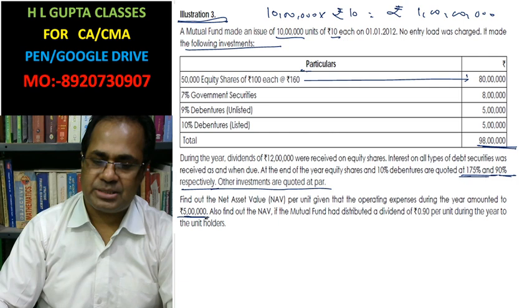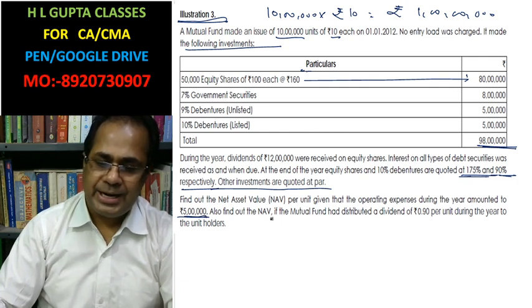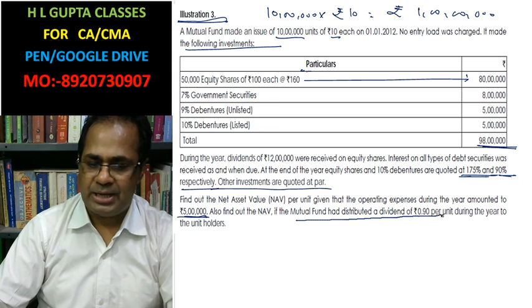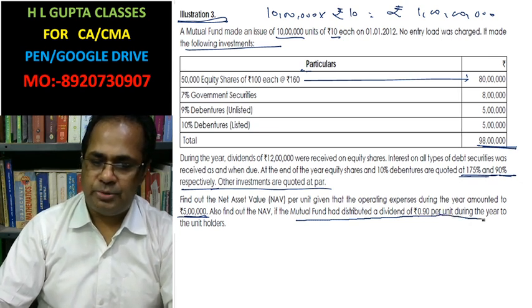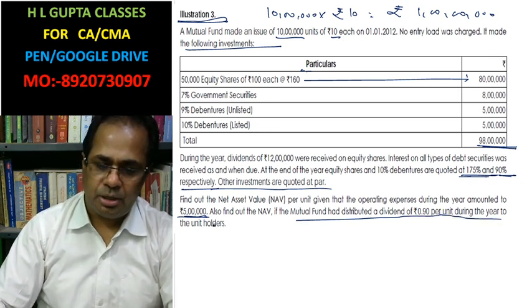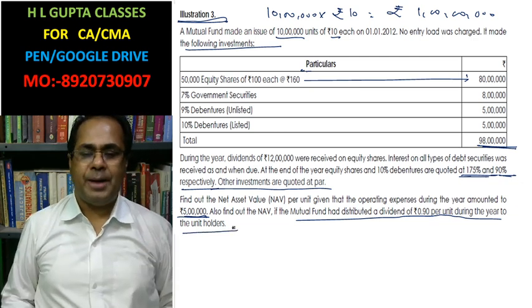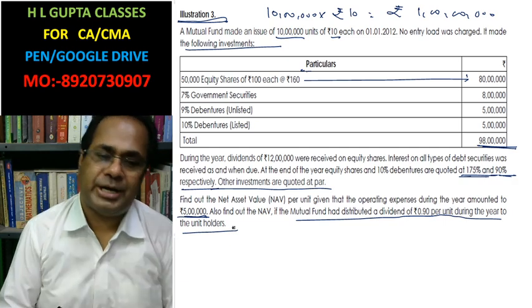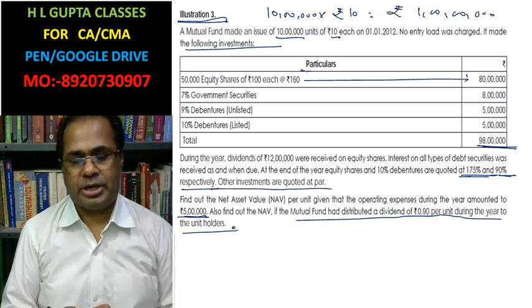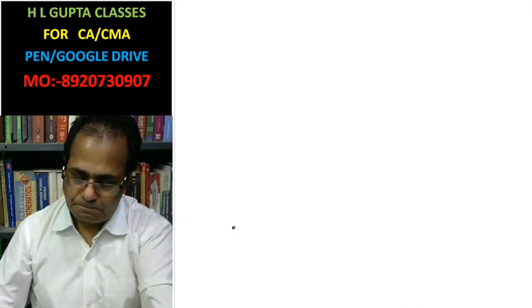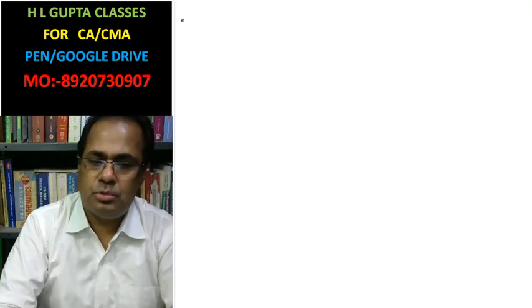This is the operating expenses. Also find out the net assets value if the mutual fund distributes a dividend of 0.90 per unit to the unit holders during the year. Now you have to calculate net assets value same as earlier. Question number 1, look at here.